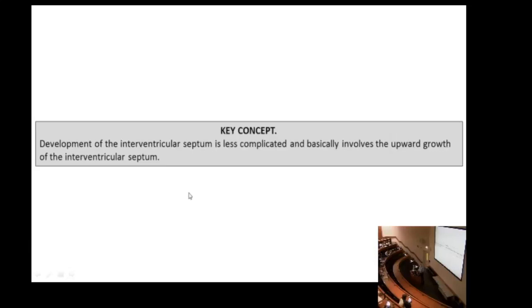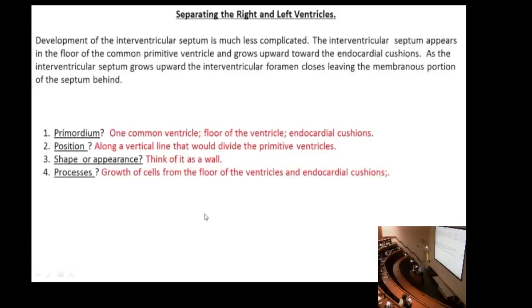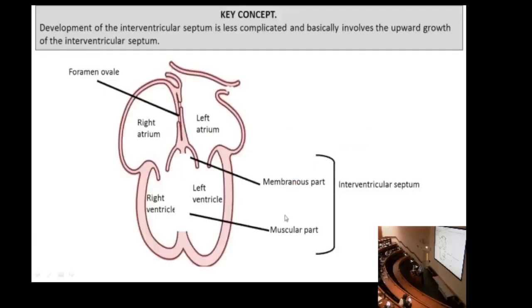It's something I can really wrap my head around because it is fairly uncomplicated. And it's basically a growth of cells from the floor up. And this is what it looks like. Here we have the left and right atria, and they're formed. They've got the nice foramen ovale here, the doggy door that flips open. And then we have a right and left ventricle. And basically what happens is it just grows up to where it can meet the inferior portion of the atrial wall, which is in the location of the atrioventricular canals, or the endocardial cushions.